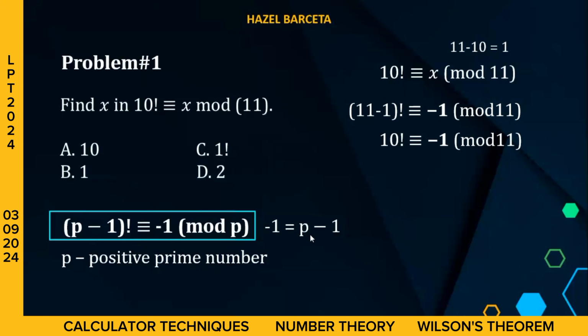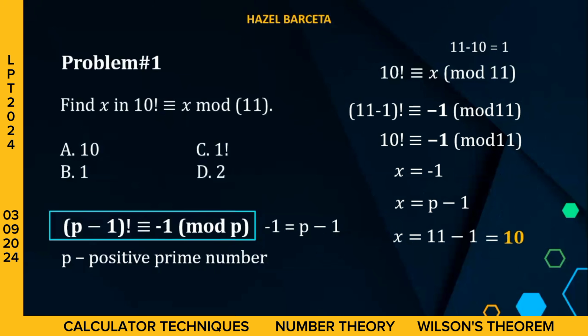Then, copy po natin from the formula. So, we have x remainder. We have negative 1 remainder. Therefore, x is equal to negative 1. Unfortunately, si negative 1 ay hindi po available sa ating options. Therefore, i-a-apply po natin ito. Negative 1, which is our remainder, is also equal to P minus 1, where P is equal to 11, right? So, we have 11 minus 1 is equal to 10, which is letter A.